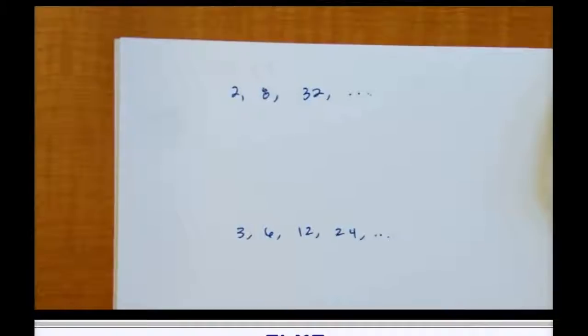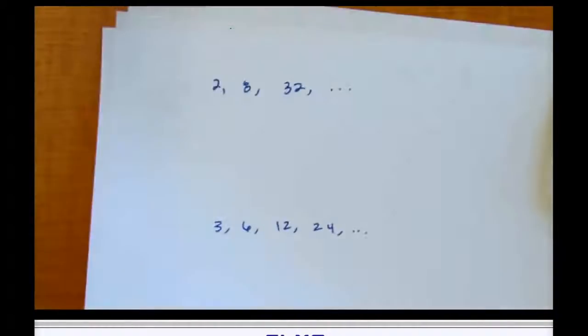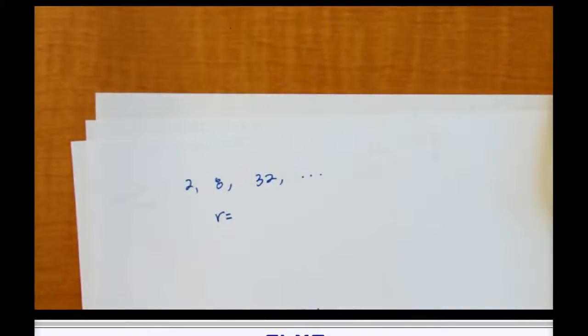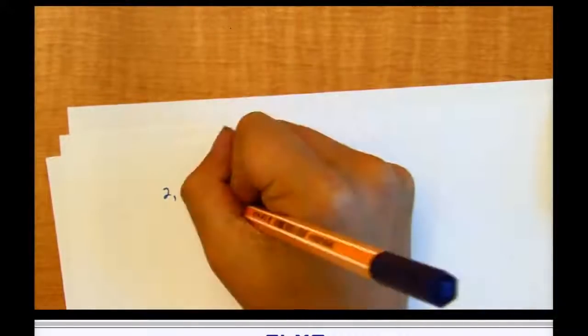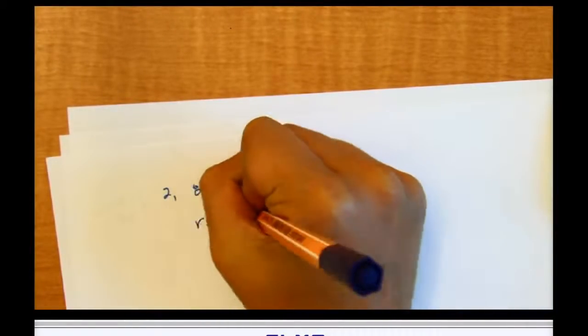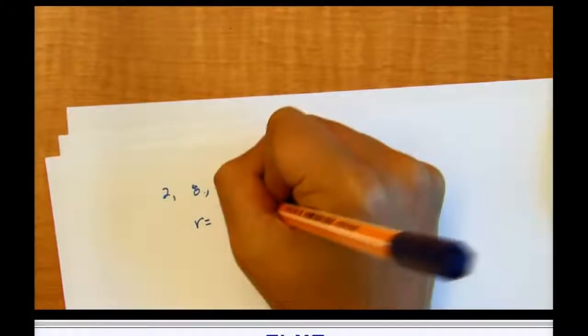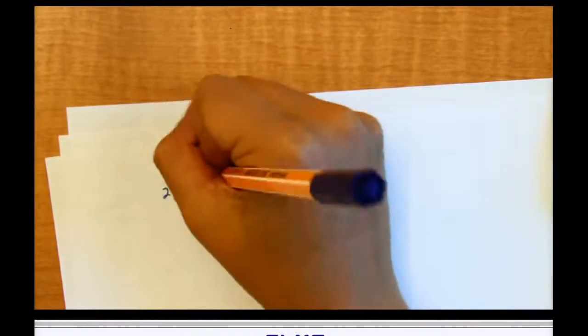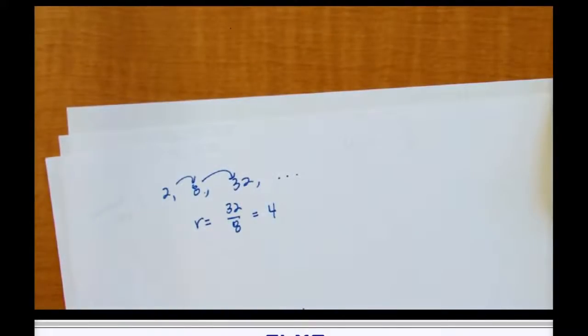So if I'm starting off with this sequence, 2, 8, 32, take a moment and identify what the common ratio of that sequence is. What am I doing to multiply from term to term? To do this, you can take u(3) over u(2), so 32/8. 32 divided by 8 is going to simplify down to 4. So my common ratio, or what I'm doing to multiply from term to term, is 4.